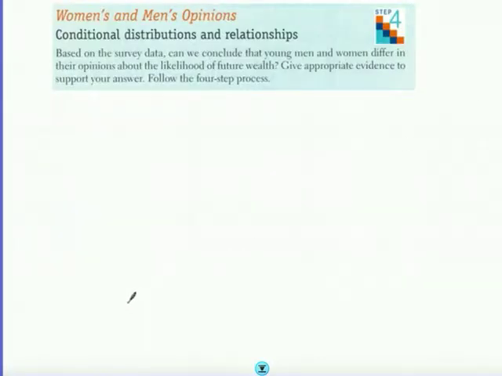So in this example, you have men's and women's opinion. Based on the survey data, we can conclude that young men and women differ in their opinions about the likelihood of future wealth. Give appropriate evidence to support your answer and follow the 4-step process. So your first step is to state, and so you're going to state your question.